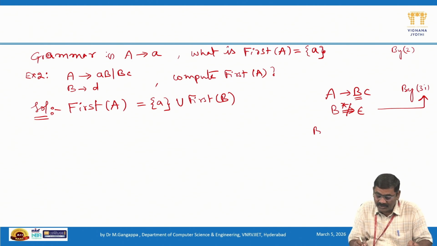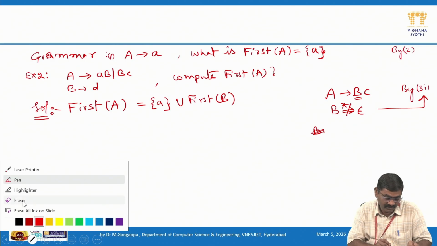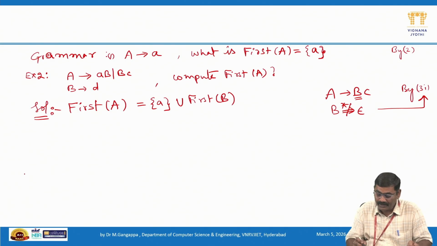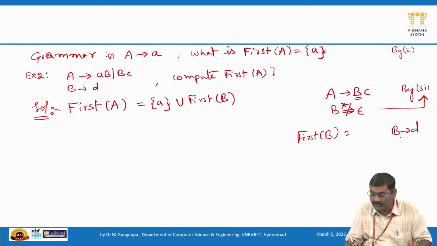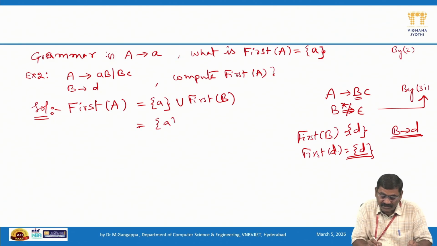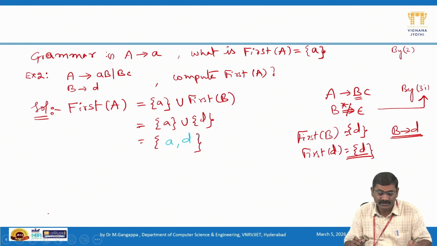So what is first of B? First of B can be computed by using the production B gives D. So when we replace B by D, then first of B can include D. Answer is D. Therefore, here D is a terminal. First of terminal is terminal. So the final answer is a union d, that is a and d. So this is how you can compute first function by using the rules 1 and 2.